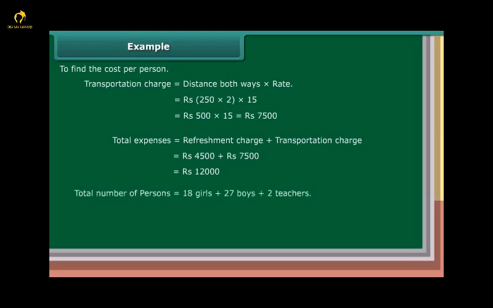Total number of persons is equal to 18 girls plus 27 boys plus 2 teachers, which is equal to 47 persons. The amount spent for one person is equal to Rs 12,000 upon 47, which is equal to Rs 255.